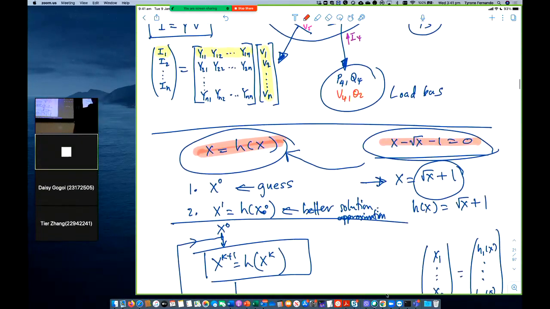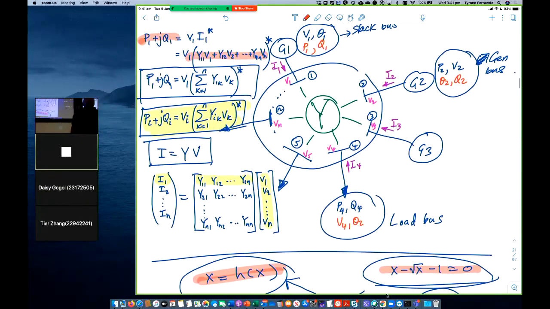So where are we at the moment? We have a network. Network has n nodes. For each of the nodes, there are 4 parameters of interest. Out of the 4, you will know 2 for every node, and the other 2 you want to determine. So for each node, there are 2 unknowns you want to determine. In order to determine these 2 unknowns, you would write the active power balance equation and reactive power balance equation. You write 2 equations for each node.